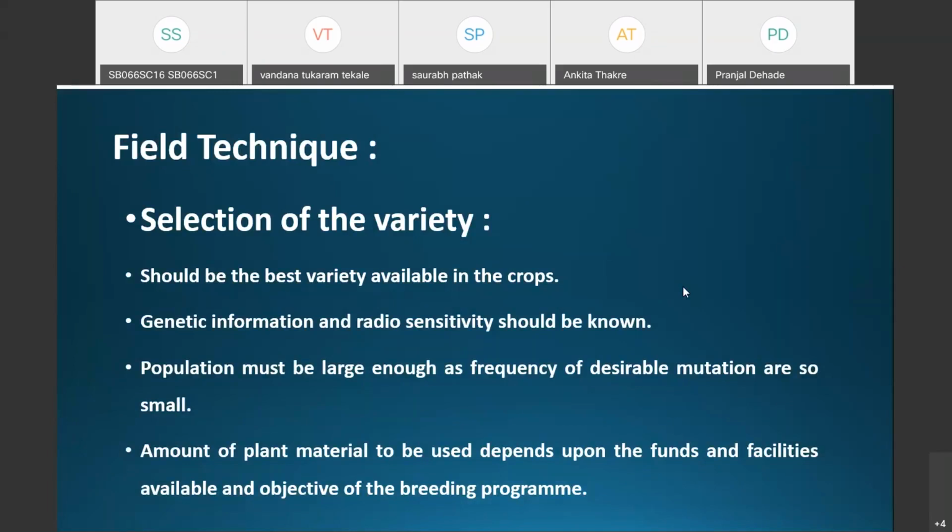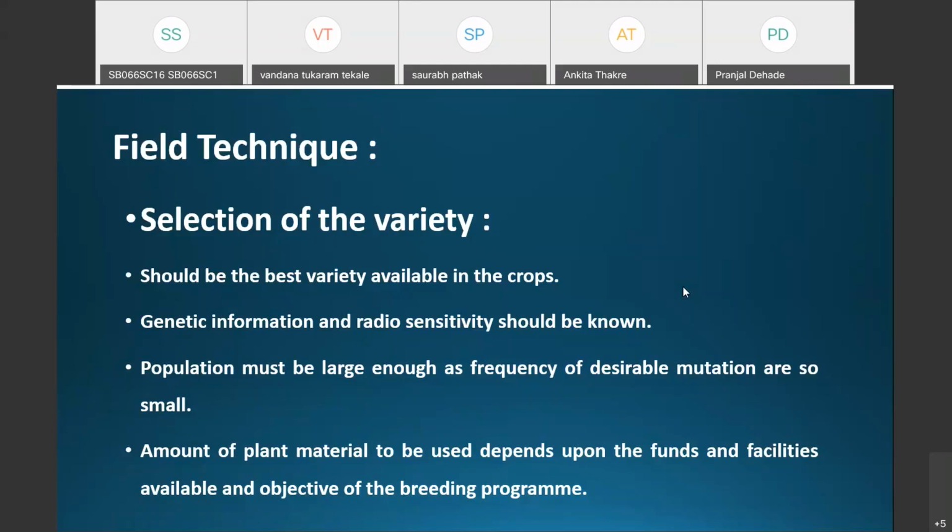Mutation breeding means the creation of mutation at will and the production of new superior varieties is called mutation breeding. We have discussed up to now the types of mutations and also the different types of mutagens. For example, we have discussed the ionizing radiations, then non-ionizing radiations, and also the different types of chemical mutagens.